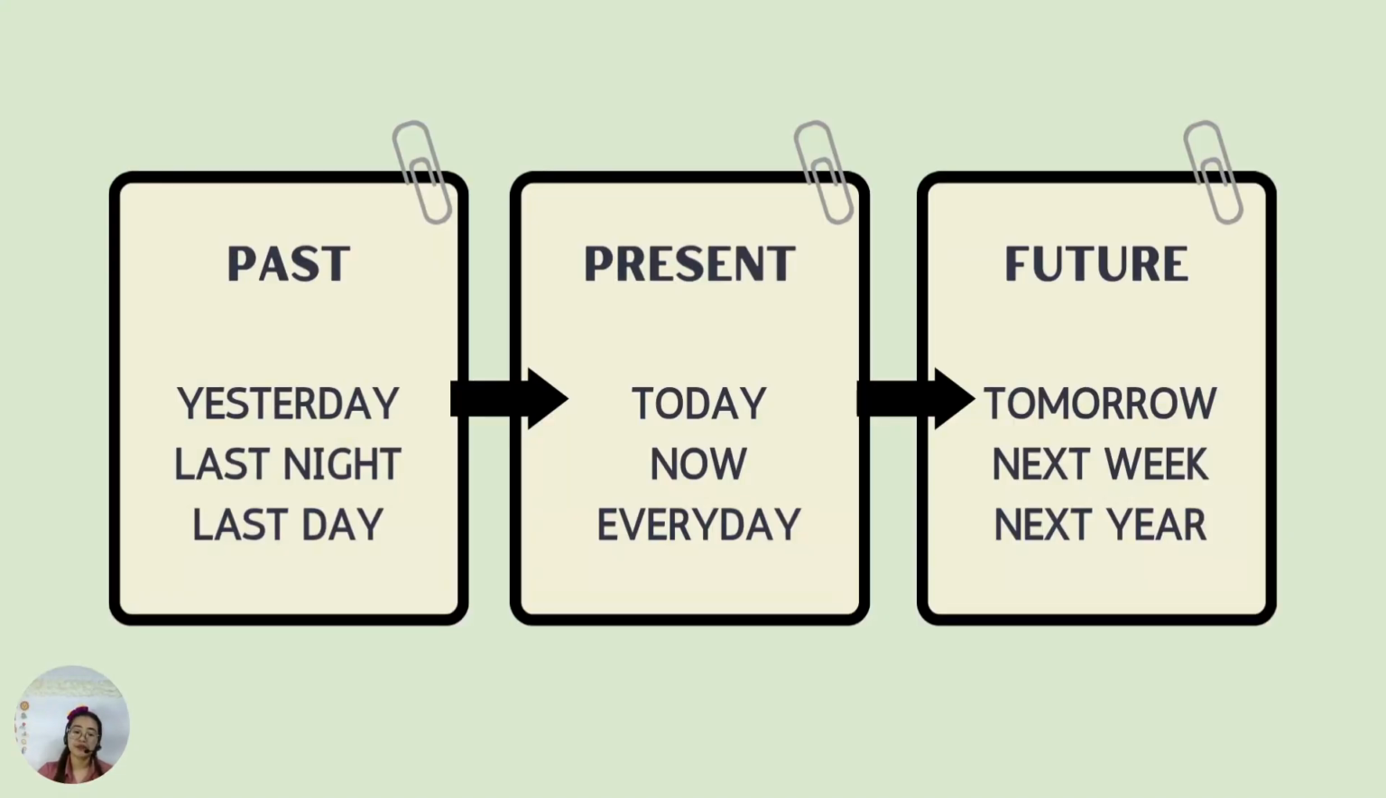Just to summarize all the simple tenses of the verb, we have past, present, and future here. These are the time indicators that you can use to determine if it's past, present, or future. If it's past, common time indicators are yesterday, last night, last day. In the present, today, now, every day. And for future, tomorrow, next week, and next year.